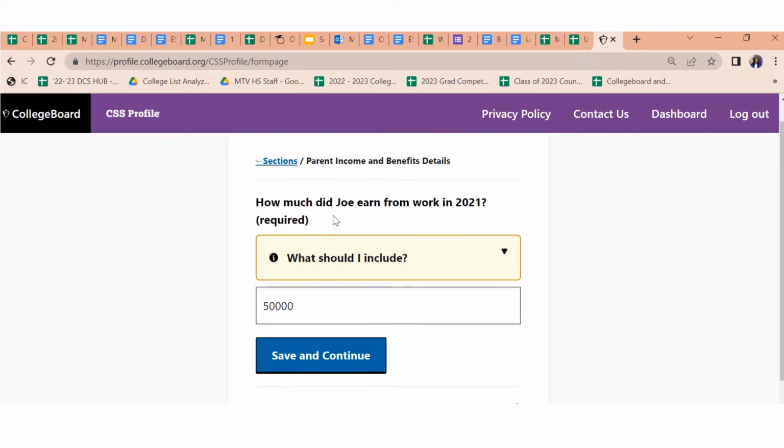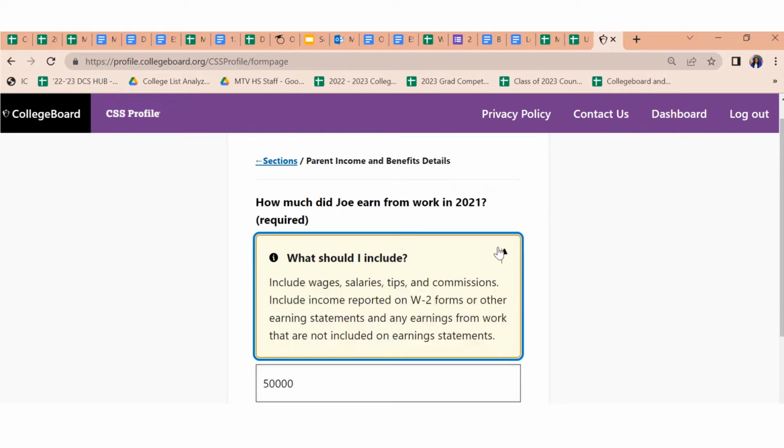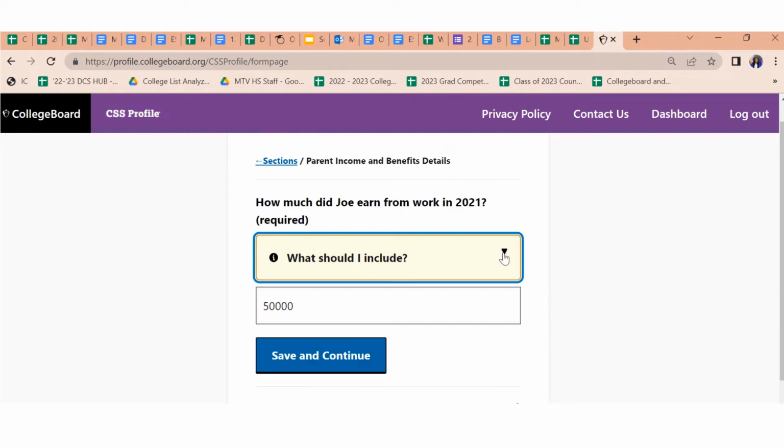This next question, you will need your parent's W-2 in front of you so that you can enter the amount of income that this parent earned in wages, salaries, and tips as reported on their W-2 form or other earning statement. So please look at that, either an earning statement or your W-2, and take that amount directly from there and enter the parent's earnings for 2021 here.